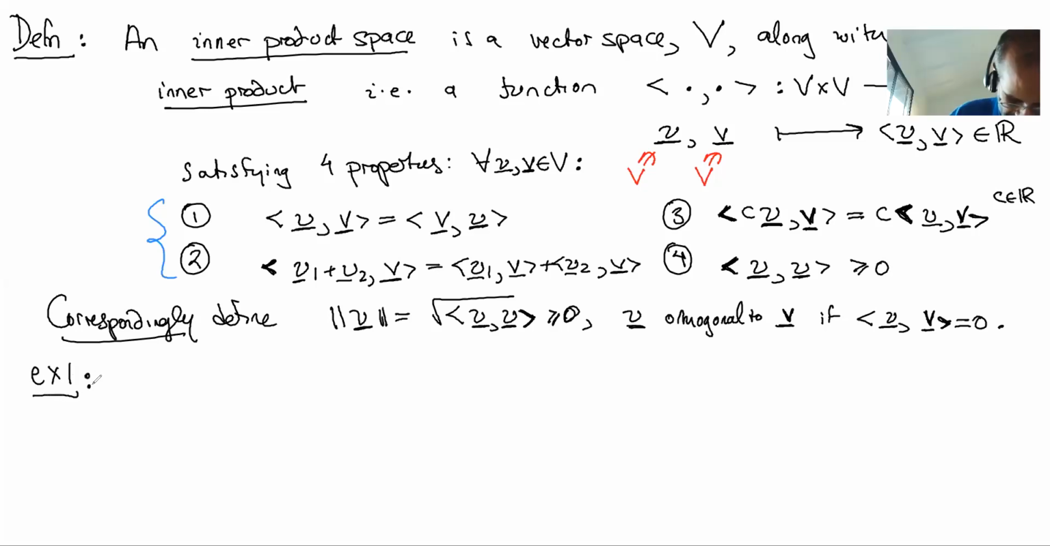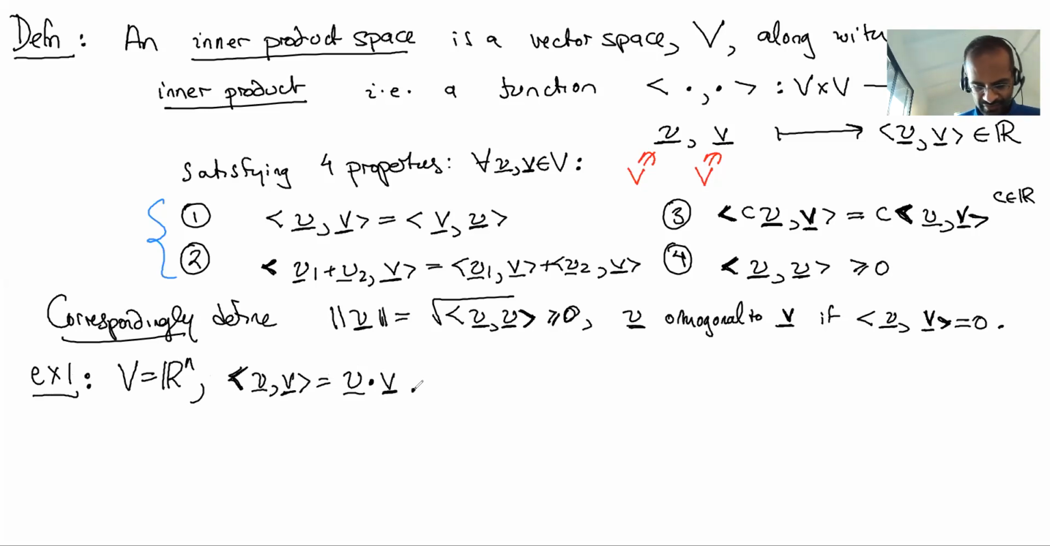So the most familiar example is just the dot product, right? Take V equal to Rn and take the inner product of two vectors to be just u dot v. So that's all what we already did. And that satisfies these four properties. So that's an inner product. Okay, not very new or particularly surprising.